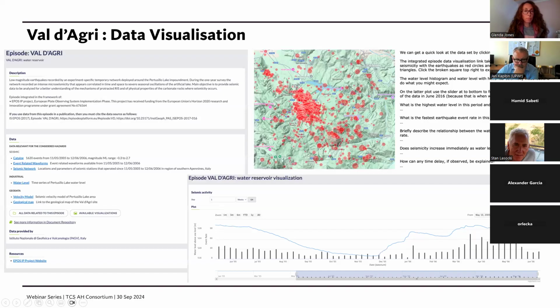And we can ask some simple questions related to when and what was the highest water level, when and how high was the highest event rate? Is there a relationship between the two? And can we visualize potentially any time delay between the increase in water in the reservoir and the seismic event rate?